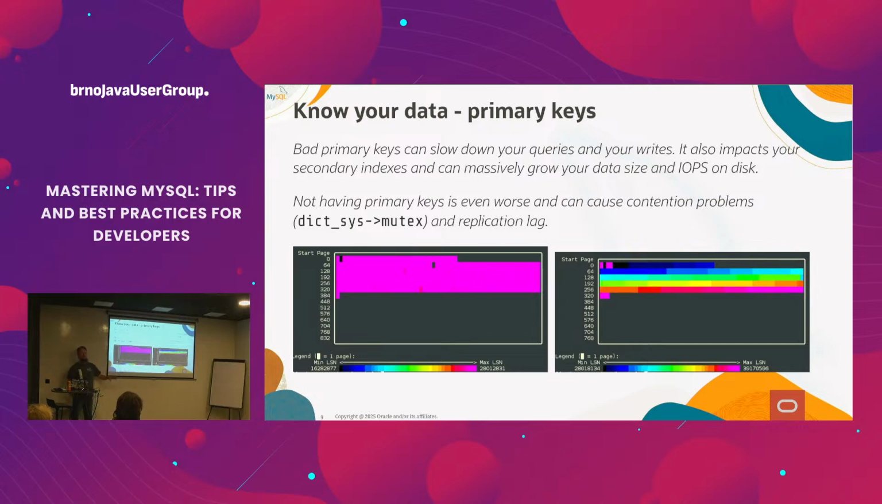So if you have a good primary key, sequential and small, this is what happens for the same inserts. I'm inserting the same amount of data, and you can see only at the end we are adding. The data is being added at the end. So this is what you should do. Now that I said you should not have a table without primary key, and you should have a good primary key, let's have a look at how to find that.